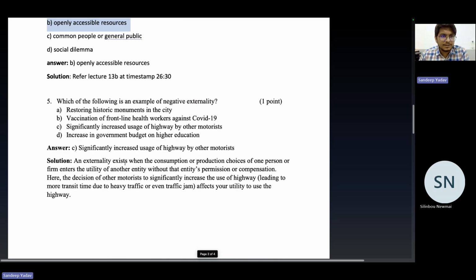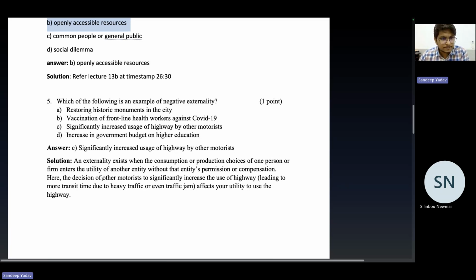Now moving to question number 5, it says which of the following is an example of negative externalities? First is restoring historic monuments in India, second is vaccination of frontline health workers against COVID-19. Both of these options are positive. Third is significantly increased use of highways by other motorists. It will increase the pollution levels, so it's a negative externality. Option D is an increase in government budget on higher education. That's also a positive externality.